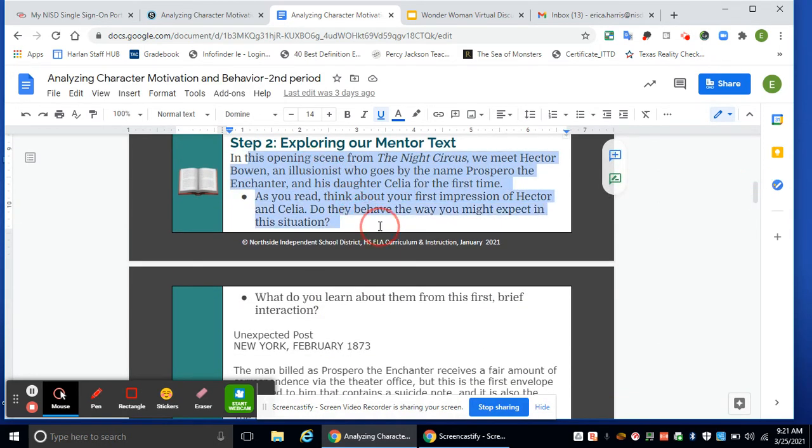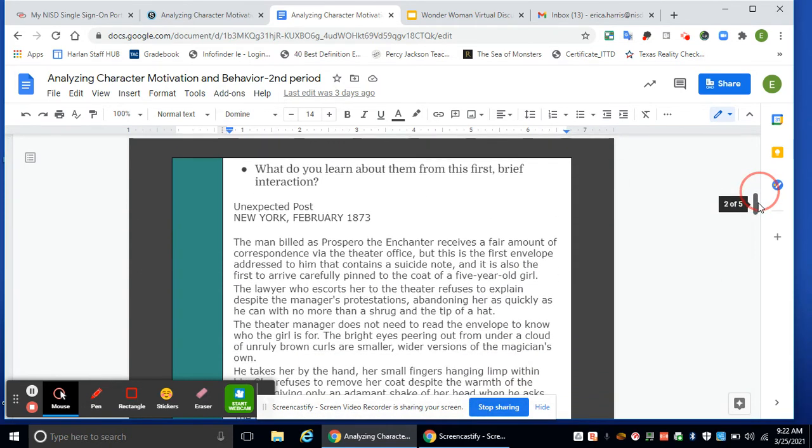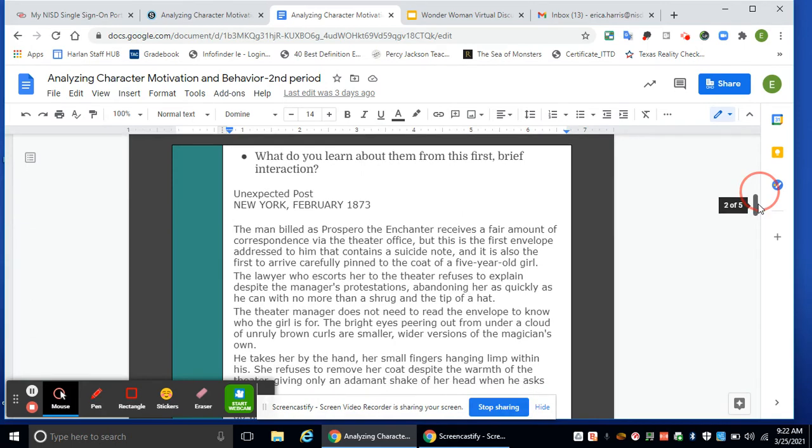While you're reading, you're going to read an excerpt from The Night Circus, which is a story that has a lot of magic in it. So keep that in mind when you're reading. Something is going to happen in this first excerpt that shows that. The father, Hector Bowen, is an illusionist, and he goes by the name Prospero the Enchanter. That's like his stage name. And he's going to meet his daughter Celia for the first time. As you read, think about that first impression of Hector and Celia, and ask yourself, do they behave in a way you might expect in this situation? Also, think about what you learn from them or about them from this first brief interaction.